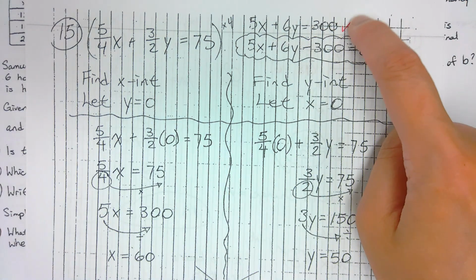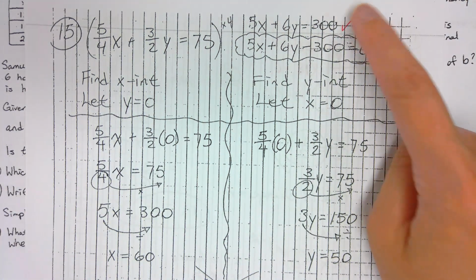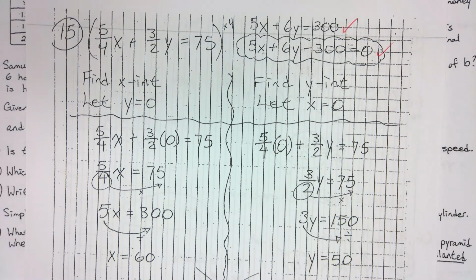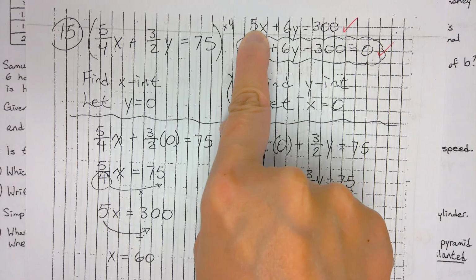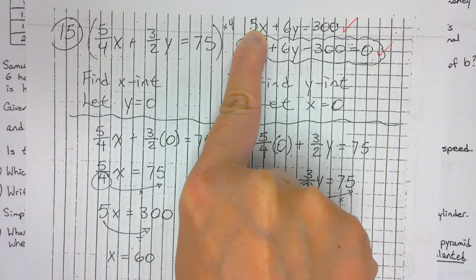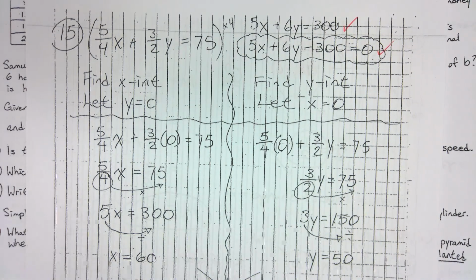You can either write it in this form or this form. Both are considered standard form. All right. So 5x plus 6y equals 300. That's standard form. A, B, and C have to be integers. Okay. And later on, when you get into grade 11 and 12, they may be picky as to say that A has to be positive as well. Right, so keep that in mind.